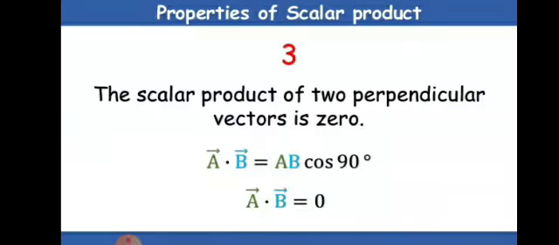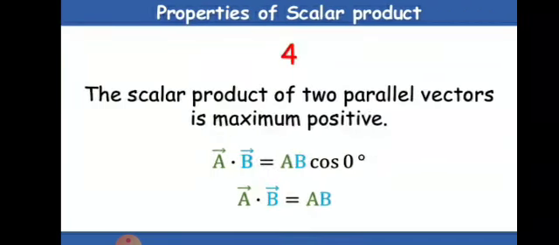Third one, the scalar product of two perpendicular vectors is 0, because cos 90 is 0. So if the two vectors are perpendicular, then their dot product comes to 0. Vector A dot vector B is equal to AB cos theta. If the two vectors are perpendicular, the cos 90 value is 0. Therefore, vector A dot vector B is equal to 0.